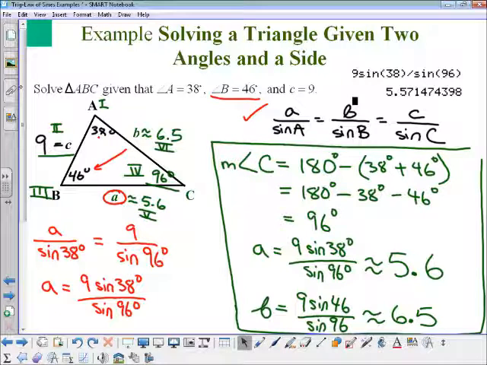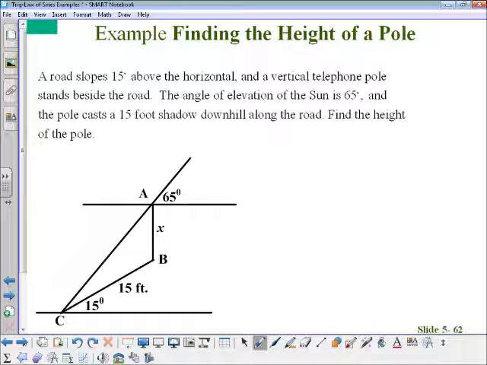Now, most people, and that was an example of, again, angle, side, angle, ASA. Okay, so let's try an angle, angle, side one. And I'm giving you this example in the form of a word problem.